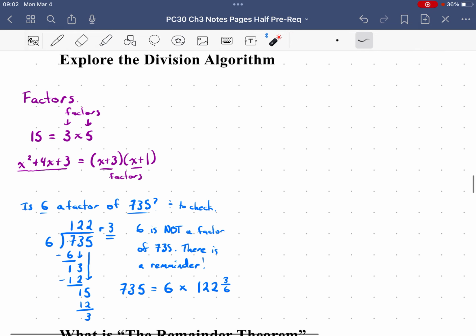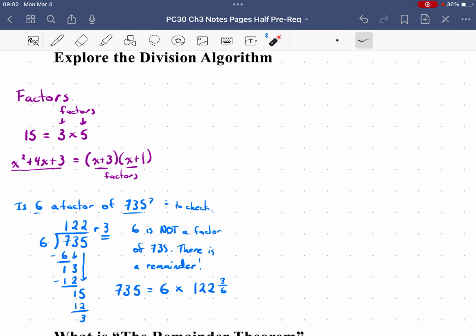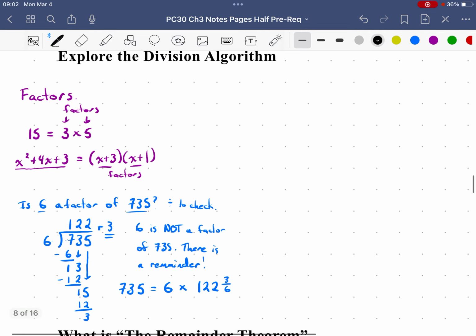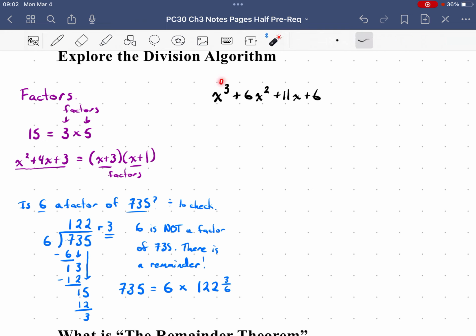Well, now let's take a look at this. Let's come up with a new one, and we're going to ask a very similar question. So here's a polynomial. It is a degree 3 polynomial, x cubed plus 6x squared plus 11x plus 6. This is a cubic polynomial. The degree is 3. Our leading coefficient is plus 1. And our y-intercept is going to be plus 6.